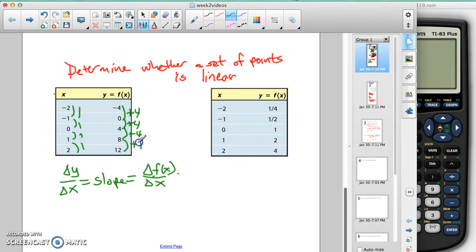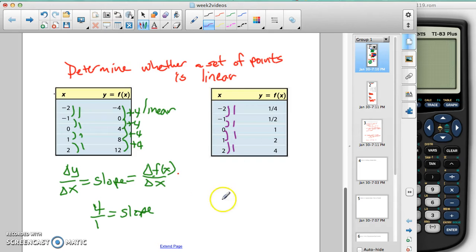So that means that this is a line, this is linear, because our slope here is a change of this. So in this case, it's going to be positive 4 over 1. This is our slope on this example. Positive 4 over 1. Now if I look at my second example here, I still have these increasing by 1, 1, 1, 1, 1.